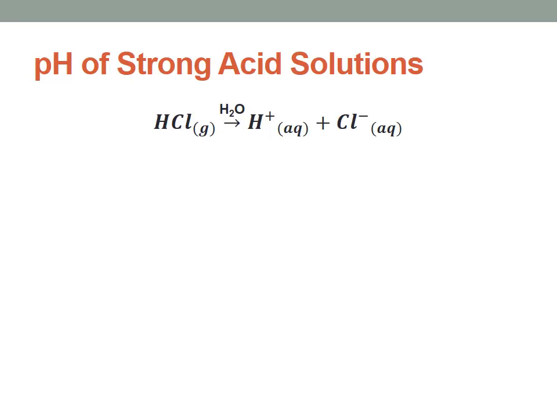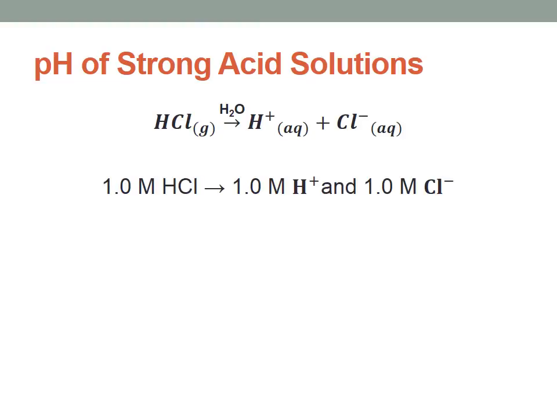pH of strong acid solutions. Now, strong acid solutions dissociate completely in solution. So that means if we have hydrochloric acid, or HCl gas, hydrogen chloride gas, when it dissociates in water, it produces hydrogen and it produces our chloride ions. So when it dissociates completely, that means there are none of the acid molecules left. All we have is our ions.